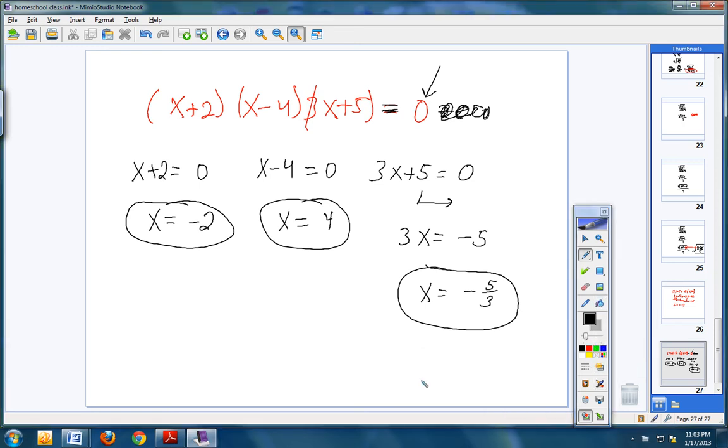Okay, so what I'm trying to show you here is if we can make one parenthesis become 0, or in other words, find the x value that makes that parenthesis 0, then we have one of the answers. So all three of these answers are right, and on a test or a quiz, you must get all of the answers, okay? So you say, well, Mr. Earhart, how in the world does this help me solve quadratics by factoring? Well, thanks for asking. I'm glad that you asked that question, and here we go.